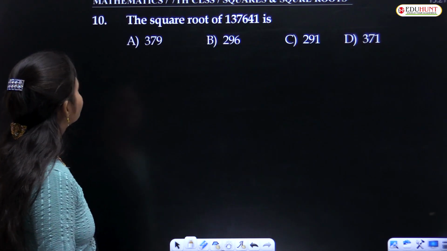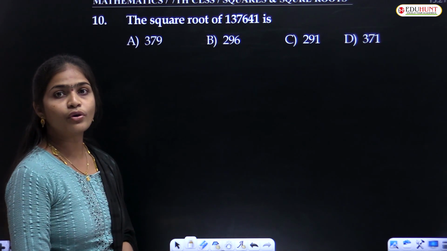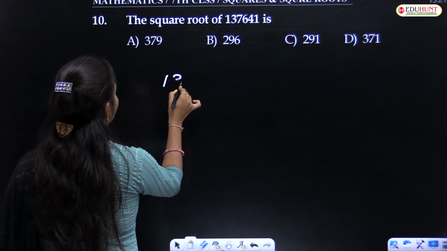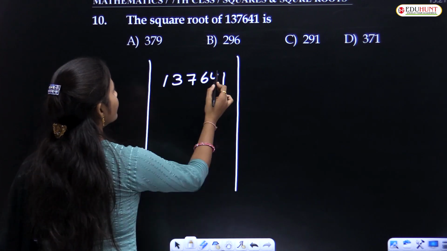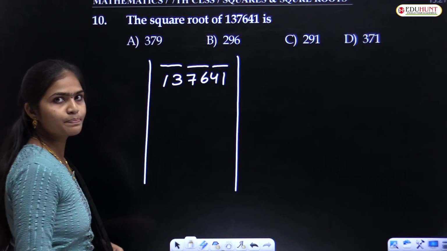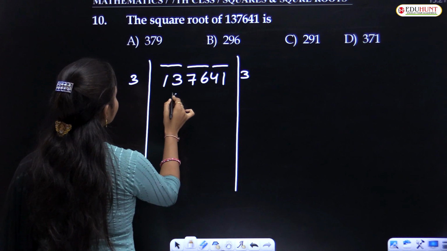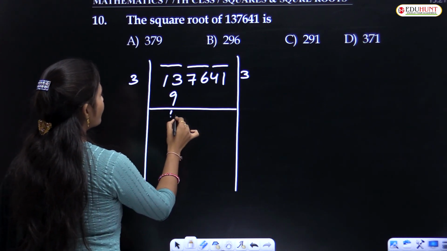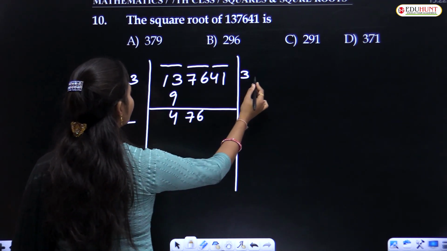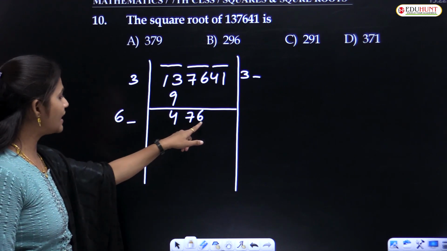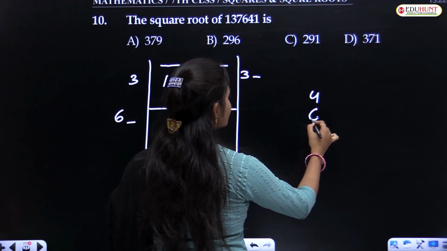So let us see the next one. The square root of 1,37,641. So again do the division method here. First we have to group them as pairs. Next we need to take the nearest square, that is 3 3s 9. Okay. So the leftover one is 476. Double of 3 is 6. And which number do we have to write here? Here this number is ending with 6, no? So how many possibilities are there? Two possibilities. One is 4, another one is 6.